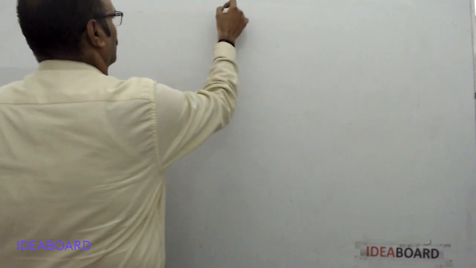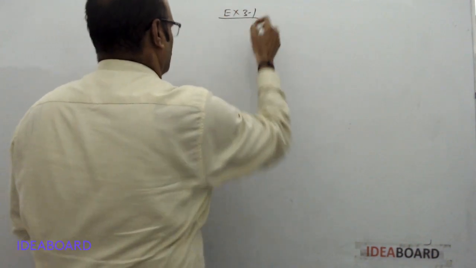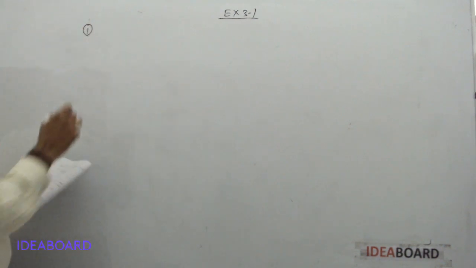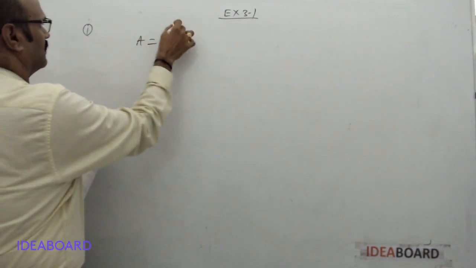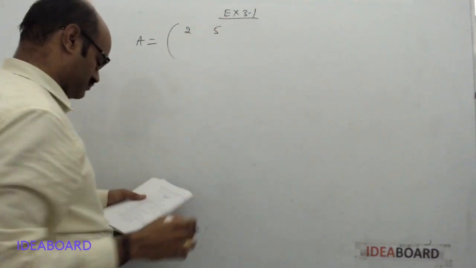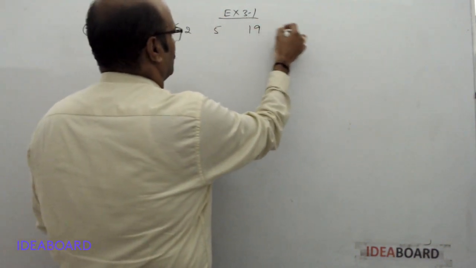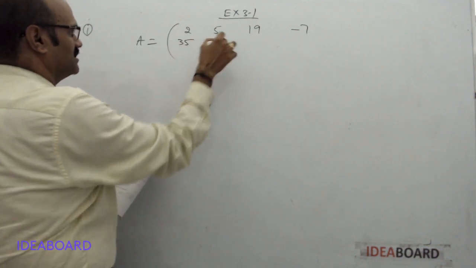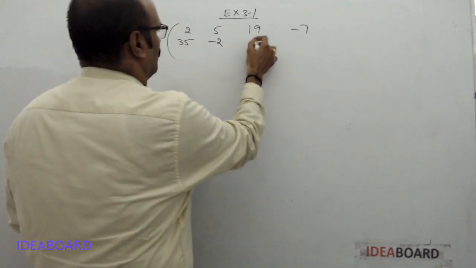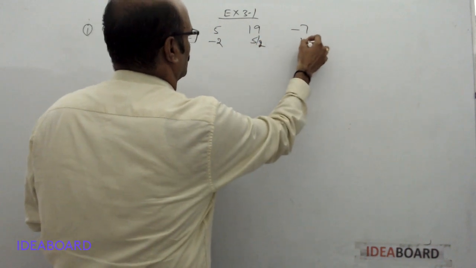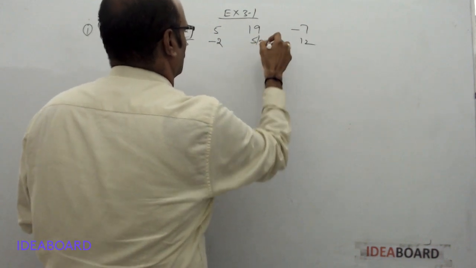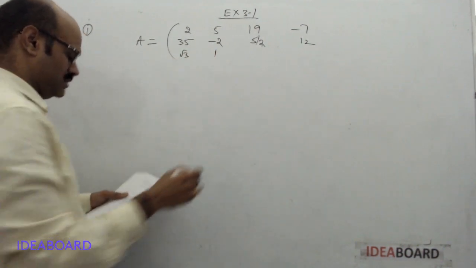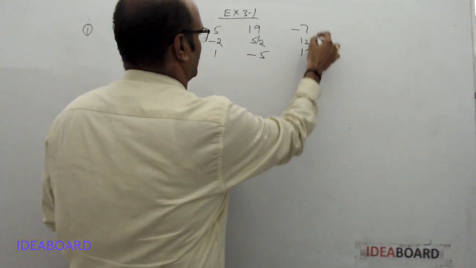Exercise 3.1. First problem. Matrix A is given by 2, 5, 19, minus 7, 35, minus 2, 5 by 2, 12, root 3, 1, minus 5, 17.